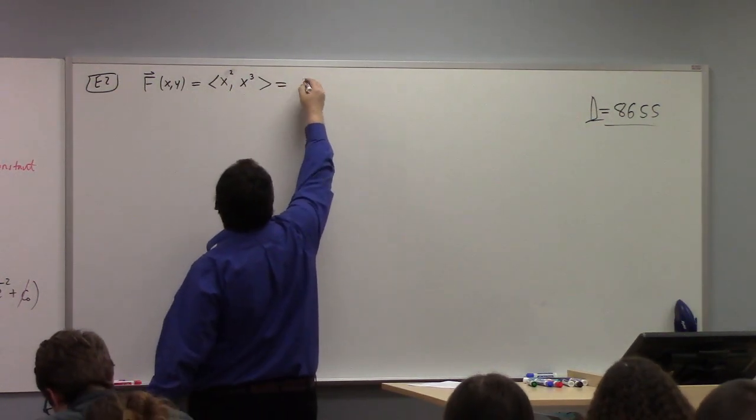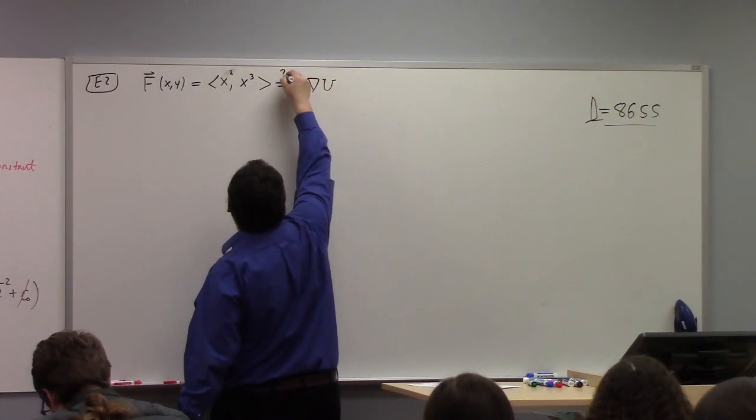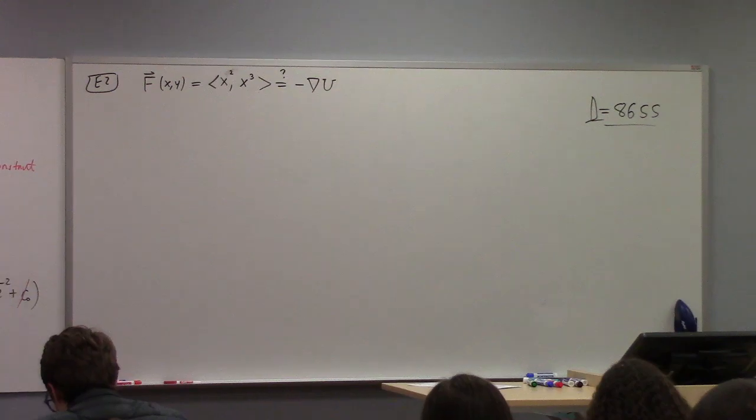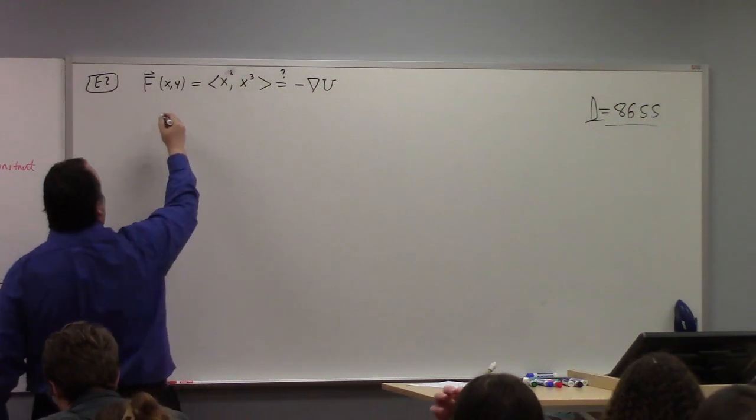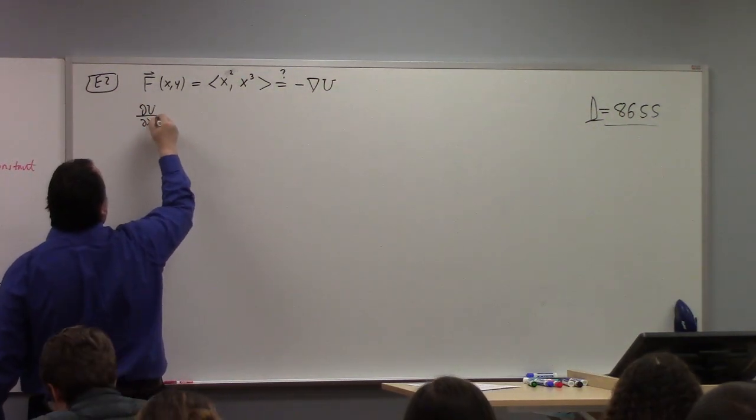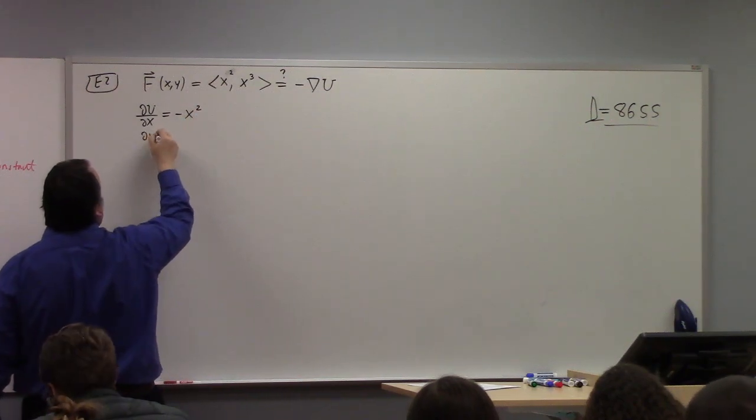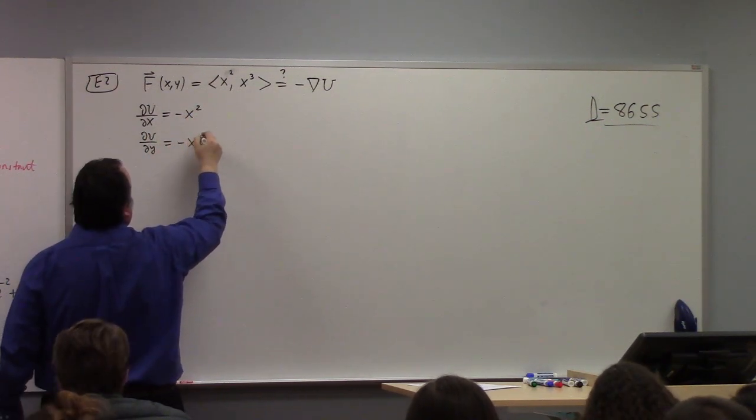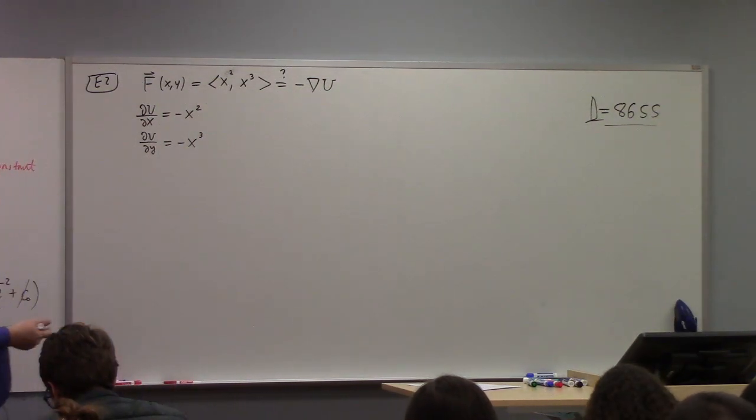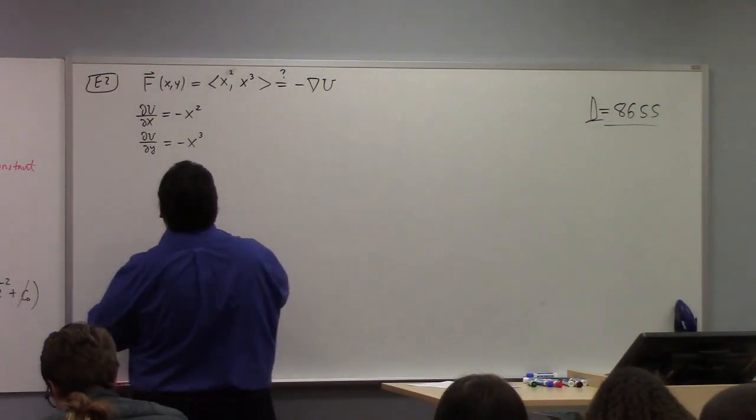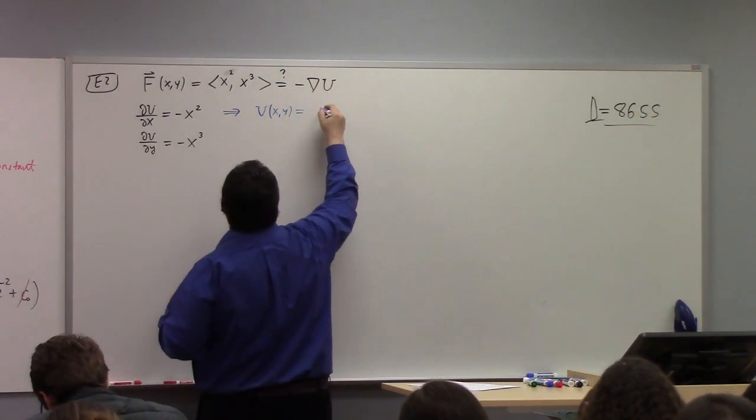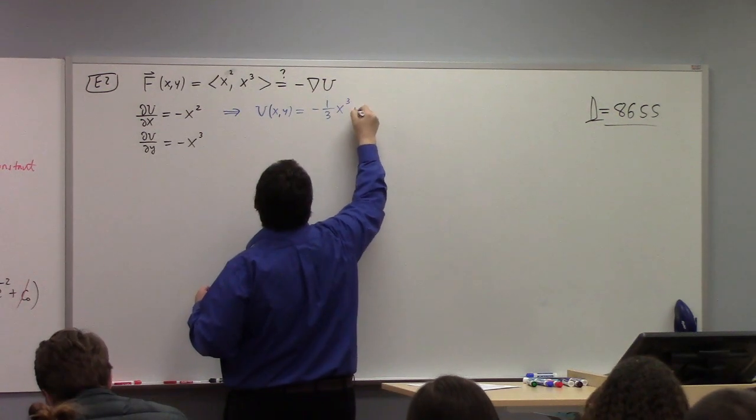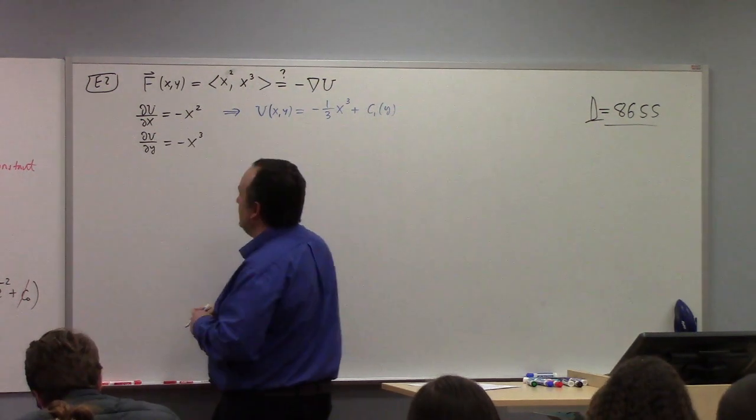And let's try to find a potential energy function. Is it possible? We're going to find out, no. Oh, did you move the camera? Thank you. So let's work it out. Let's try anyway. We'd want to try to solve partial u partial x equals minus x squared, and partial u partial y equals minus x cubed. I just moved the minus to the other side. So we integrate the first equation with respect to x. What do we get? This tells me u of x, y is apparently minus 1/3 x cubed plus some constant function in y.